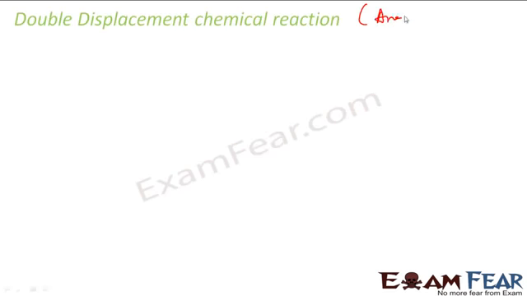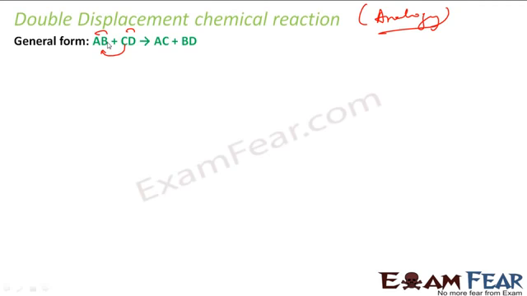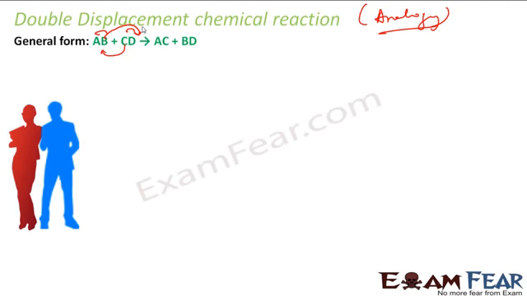Now I will explain the analogy of double displacement chemical reactions. Till now we have done 3 kinds. This is the 4th kind of chemical reaction, the double displacement reaction. Here there are 2 pairs, AB and CD, and they swap the pairs. So this becomes AC and this becomes BD. Let's see how it is.